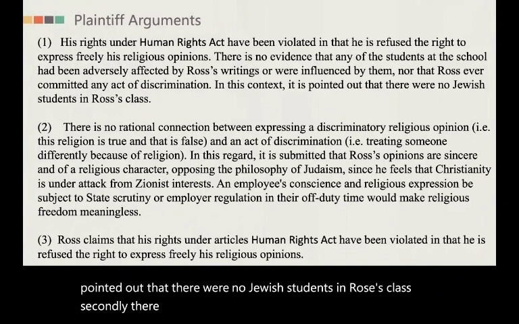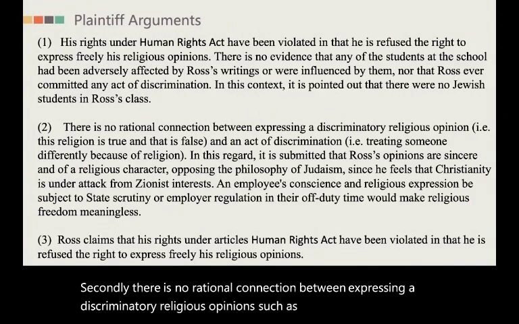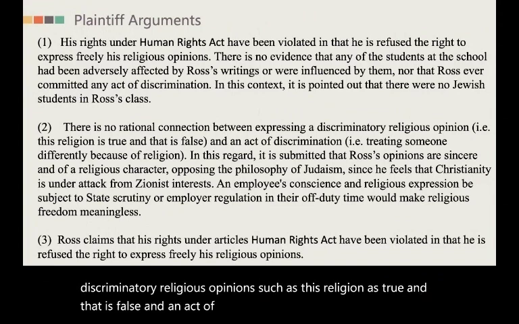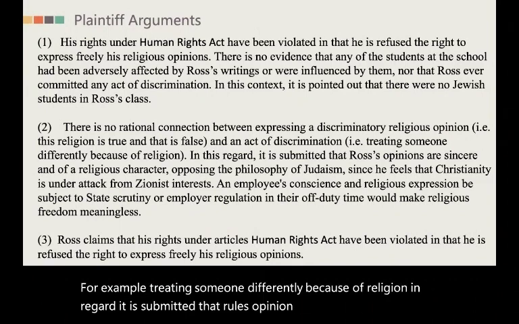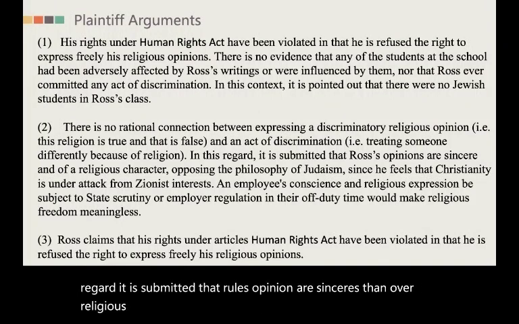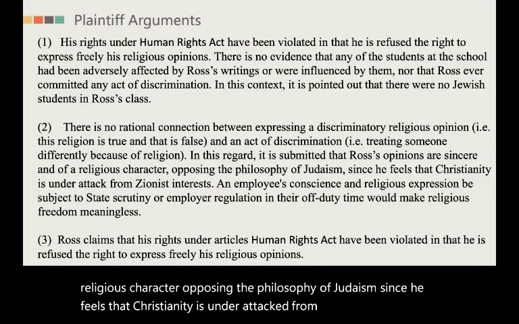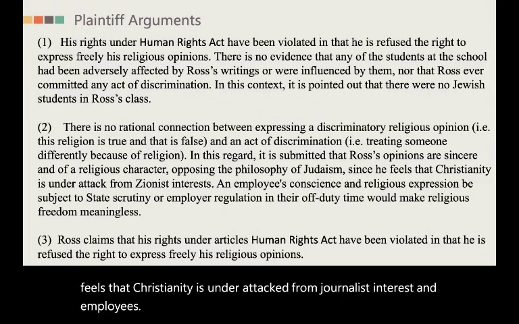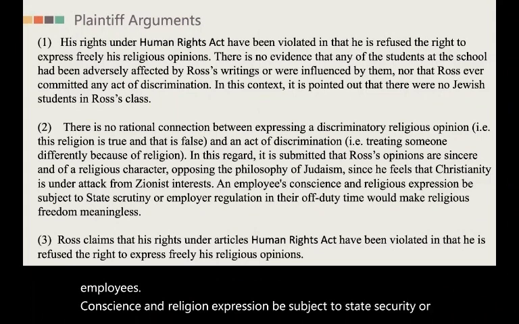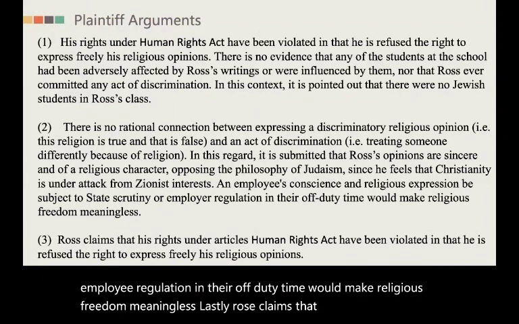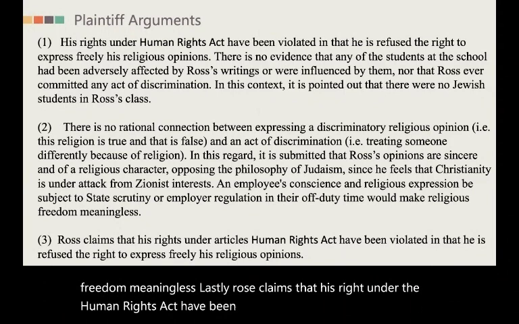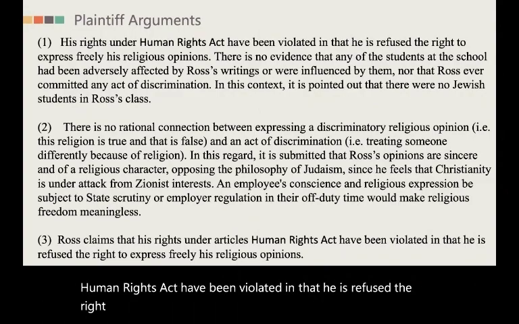Secondly, there is no rational connection between expressing a discriminatory religious opinion, such as this religion is true and that is false, and an act of discrimination, for example, treating someone differently because of religion. In this regard, it is admitted that Rose's opinions are sincere and of a religious character, opposing the philosophy of Judaism, since he feels that Christianity is under attack from Zionist interests. An employee's conscience and religious expression being subject to state or employer regulation in their off-duty time would make religious freedom meaningless. Lastly, Rose claims that his rights under the Human Rights Act have been violated in that he is refused the right to express freely his religious opinion.